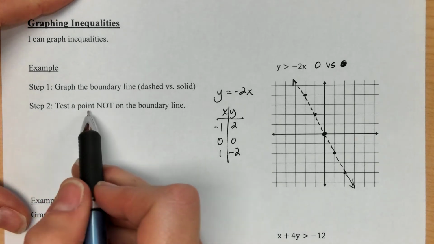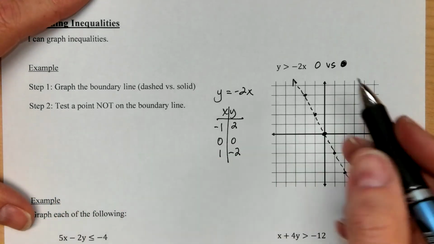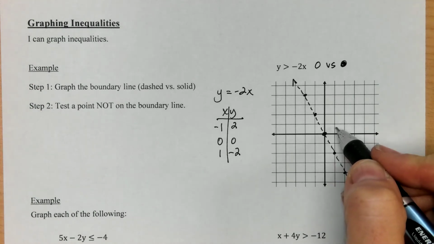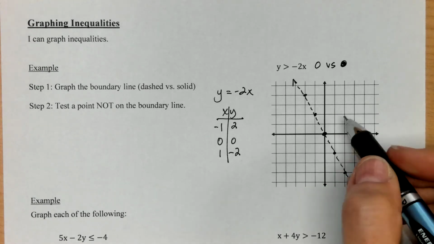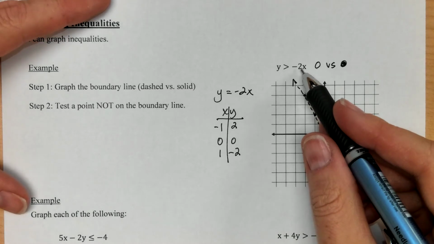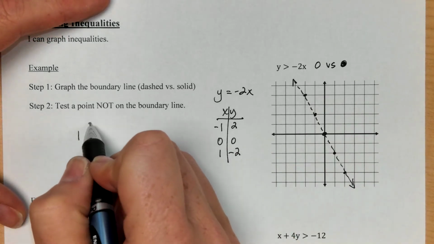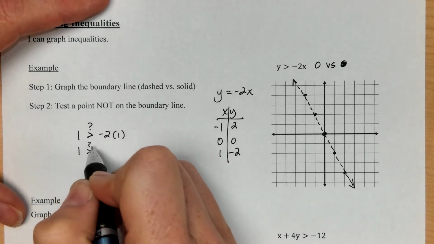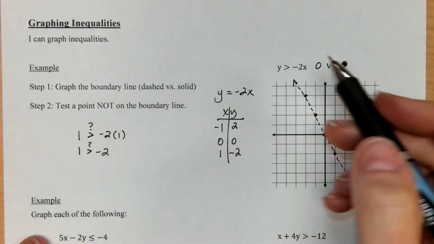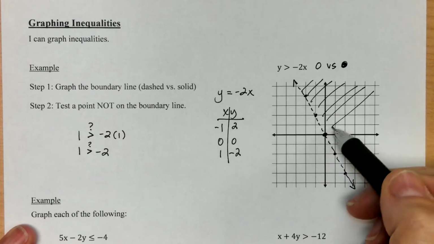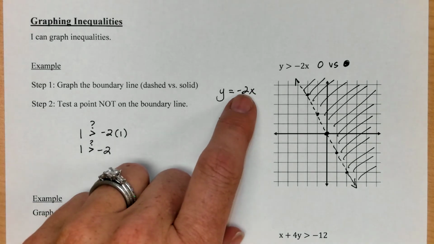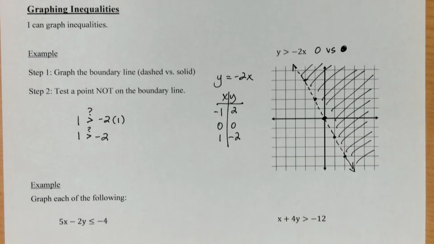And then your step 2 is to test a point not on the boundary line. Usually 0, 0 is an easy one, but since our line goes right through 0, 0, we need a different point. 1, 1 would be another really easy point to pick. You just have to pick a point on either side. I'm going to pick 1, 1, and we plug it in and see if it's true. So is 1 greater than -2 times 1? So is 1 greater than -2? And yep, it is. So then we shade on this side. Pretty easy. Just graph our equation, pick a test point, and then shade.